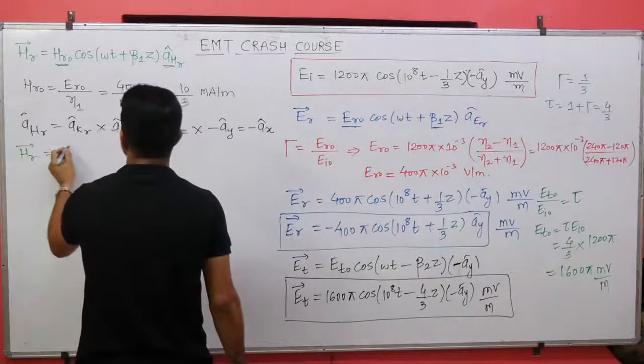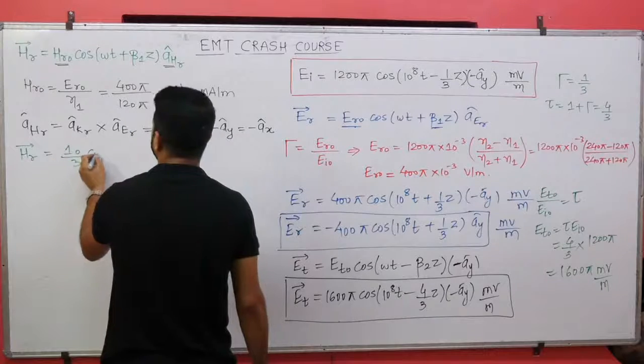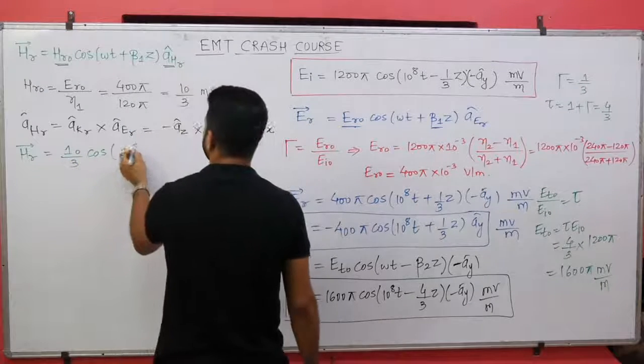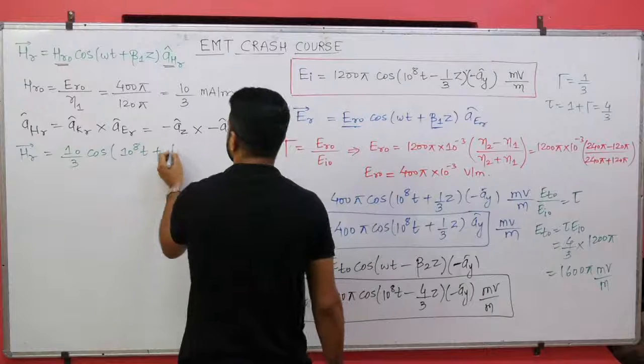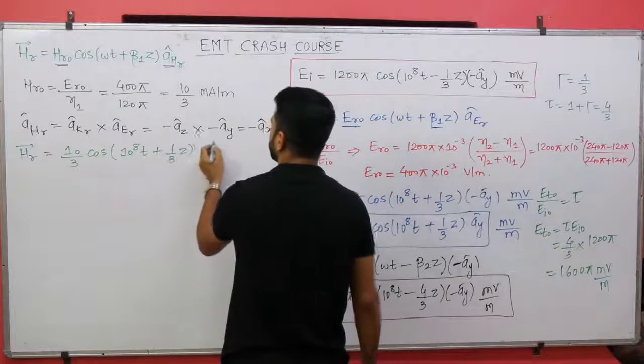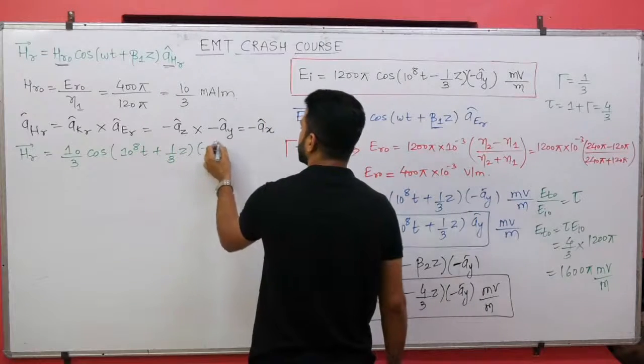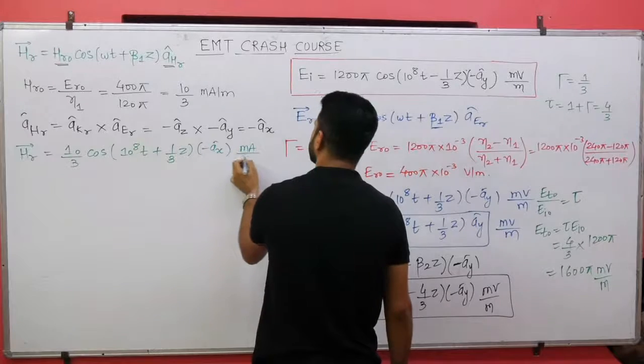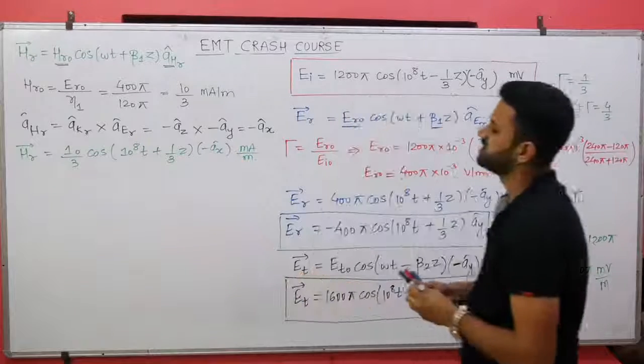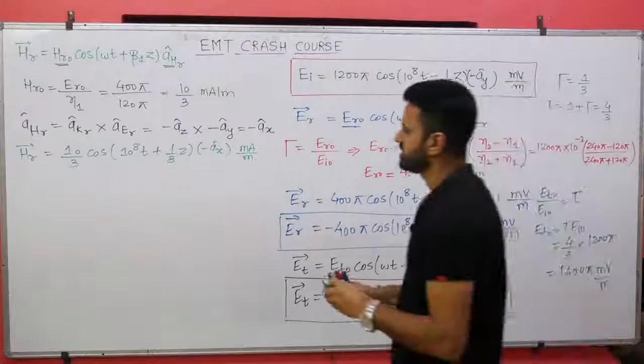HR is equal to 10 by 3 cos of 10 to the power 8 t plus 1 by 3 into Z, this is minus AX, and it is in milliampere per meter. You will get the HR.